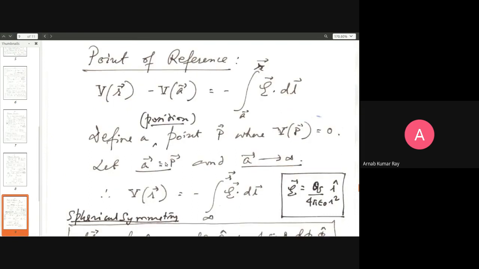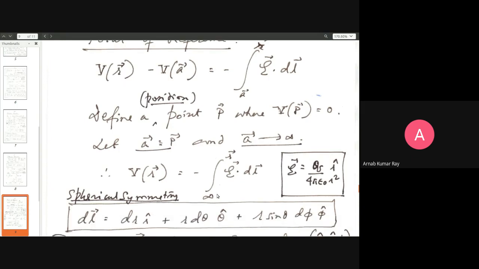VP is equal to 0. So the left-hand side will become V at R, this is 0, is equal to minus the integral from infinity to R of E dot dl. E is equal to Q by 4 pi epsilon naught R squared, R cap.